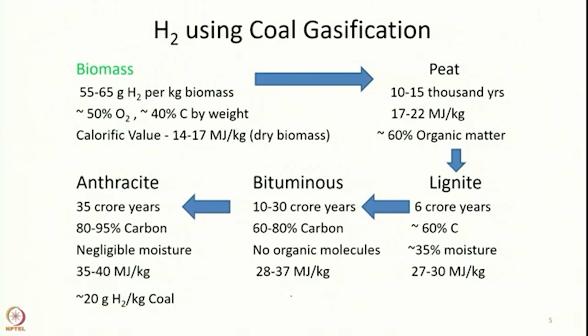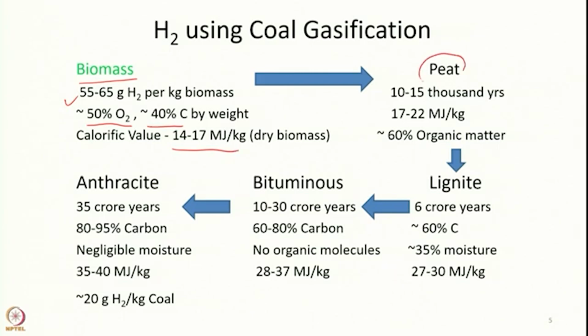if we look into the fresh biomass, which will have around 55 to 65 grams of hydrogen per kg of biomass, it has around 50% of oxygen in its molecular form. All organic molecules will have 50% of oxygen by weight and roughly around 40% of carbon by weight, and a little bit of hydrogen and some other inorganics like iron, sodium, chlorine, potassium will be there. It has a calorific value of around 14 to 17 megajoule per kg.